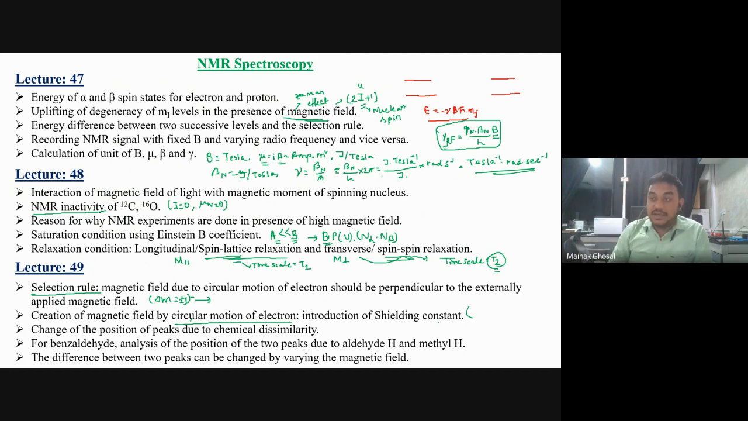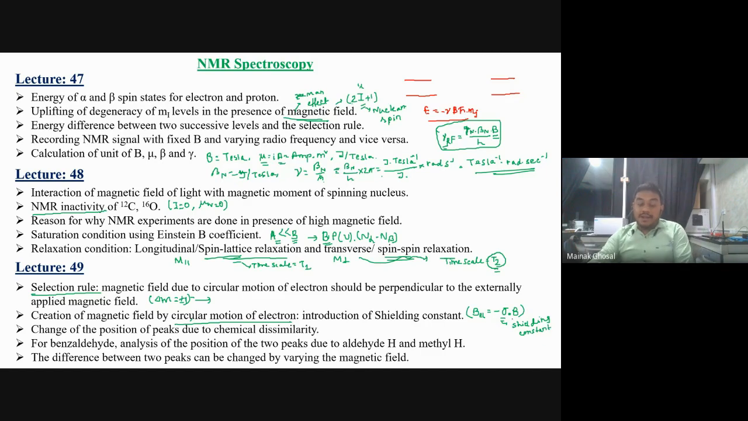What kind of magnetic field? Does it reinforce or does it shield? It actually shields. Okay. So if I write this magnetic field due to electronic motion, B electronic, it is described as minus sigma into B. And since it opposes, there is a minus sign, right? And this sigma is known as the shielding constant.